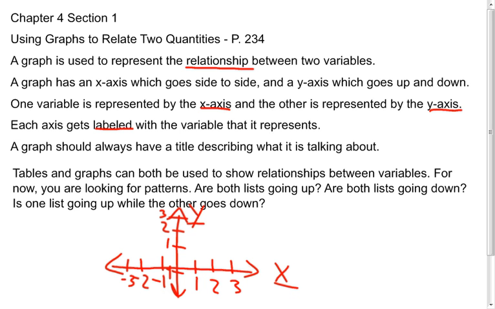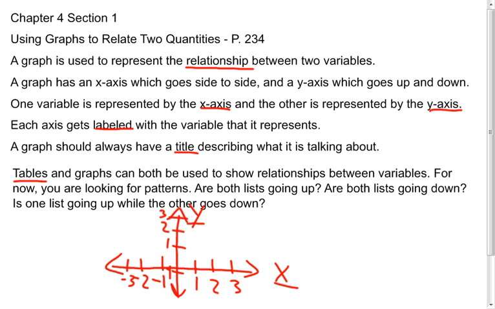And then a graph should always have a title describing what it's talking about if it's a word problem. Okay, and most of what we're going to talk about today is word problems. So we can use graphs to tell us relationship between variables. We can also use tables. We've used x and y tables so far this year. Okay, you can use tables, and graphs are both showing you how variables can be related.